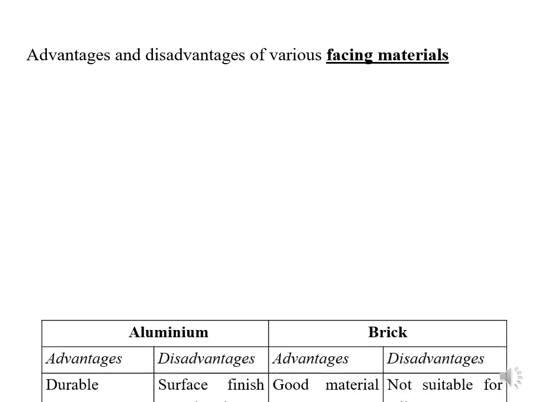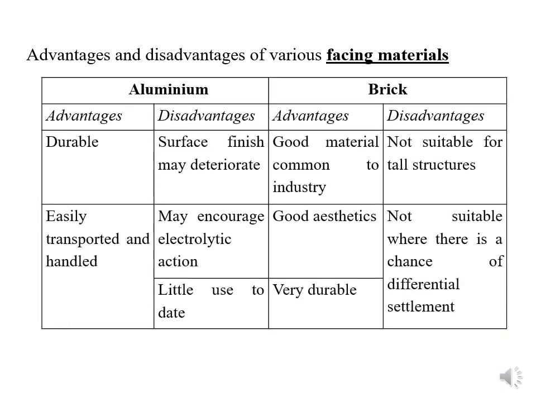So what are the advantages and disadvantages of various facing materials? In the market, various types of facing materials are available. We shall see some materials and their advantages and disadvantages. You can see aluminium can also be used. Brick can also be used as a facing unit. See the advantages and disadvantages.